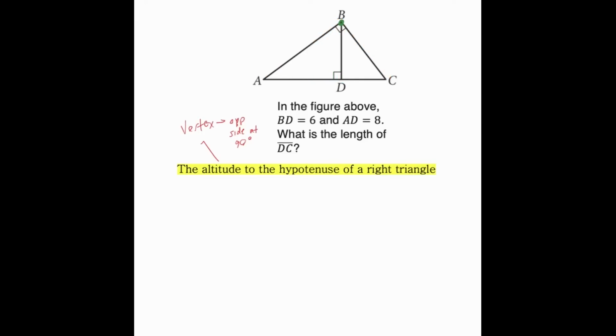Now we're making such a big fuss about that because there are two very important rules you need to know for the altitude to the hypotenuse of a right triangle. The first one we call the T rule. If you have three segments, this one, and this one, let's call those A, B, C. The T rule says that A over B equals B over C. And you can use that to find a missing side, and that's what we're going to use here.